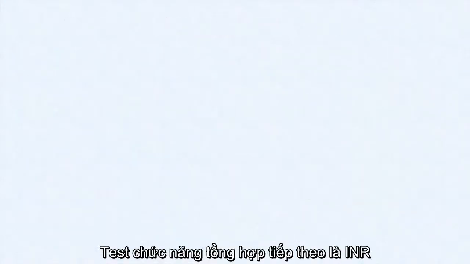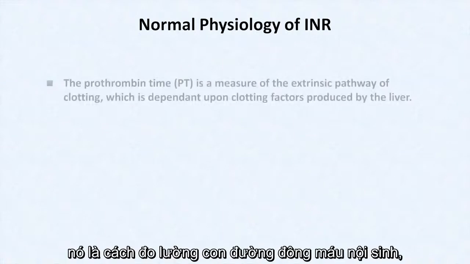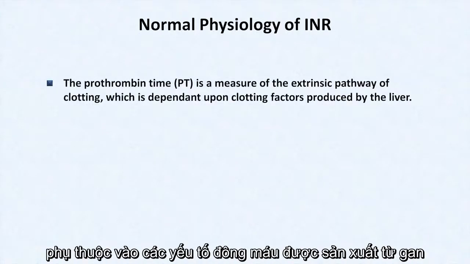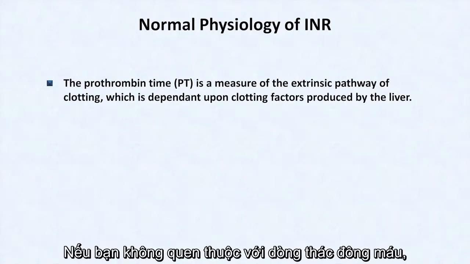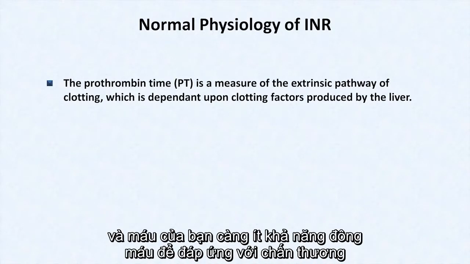The next test of synthetic function is the INR. The INR is actually based on something called the prothrombin time, abbreviated PT, which is a measure of the extrinsic pathway of clotting, which is dependent upon clotting factors produced by the liver. If you're not familiar with the clotting cascade, don't worry. Just remember that the higher the PT and the higher the INR, the less your blood is able to clot in response to trauma.